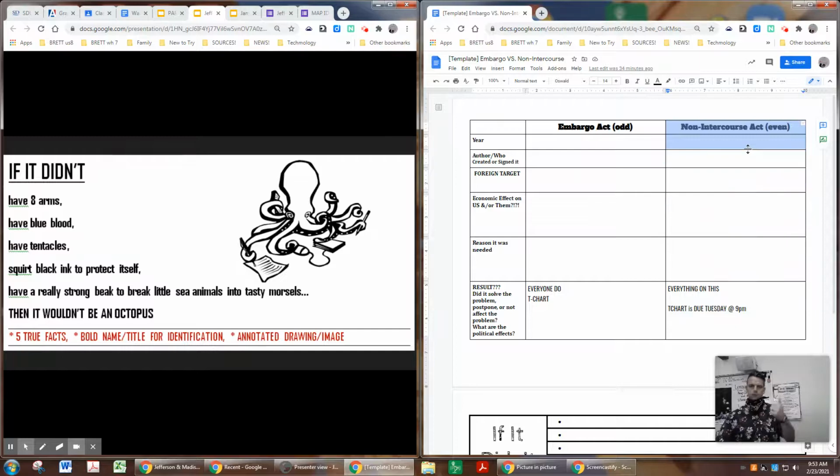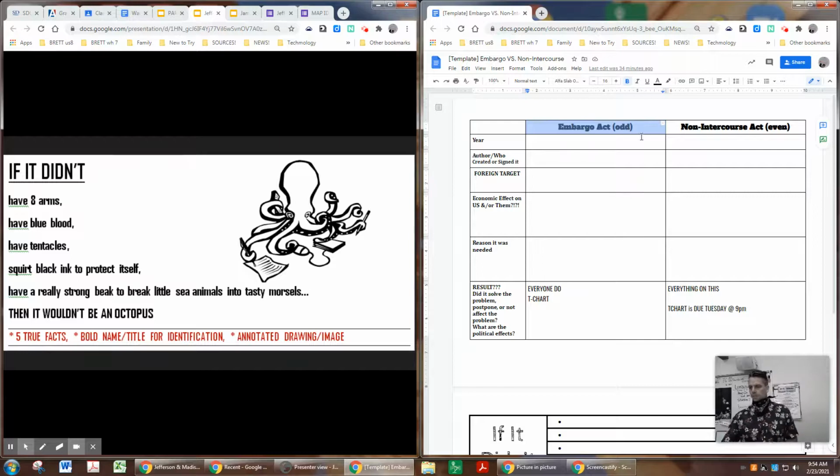If you're born in January, the first month, or March, the third month, or November, the 11th month, September, the ninth month, July, the seventh month, all those months, you would be doing the Embargo Act. So based on your birth month, you're going to be doing a different topic.